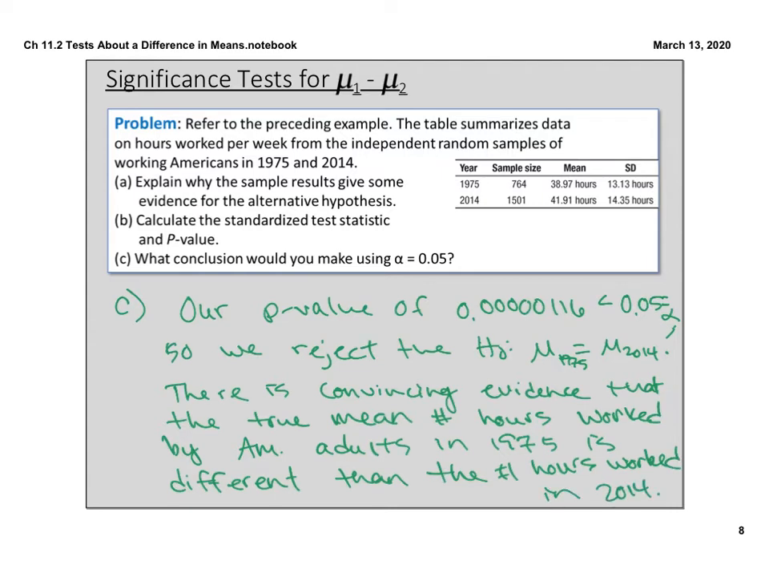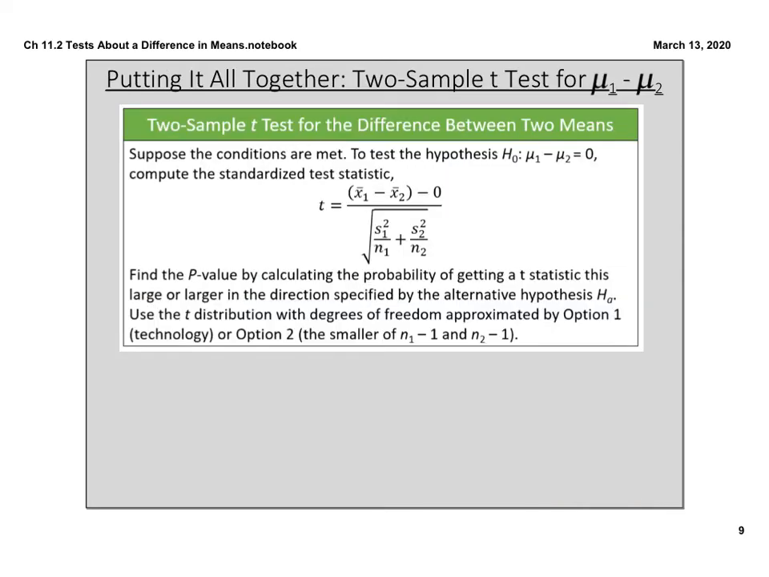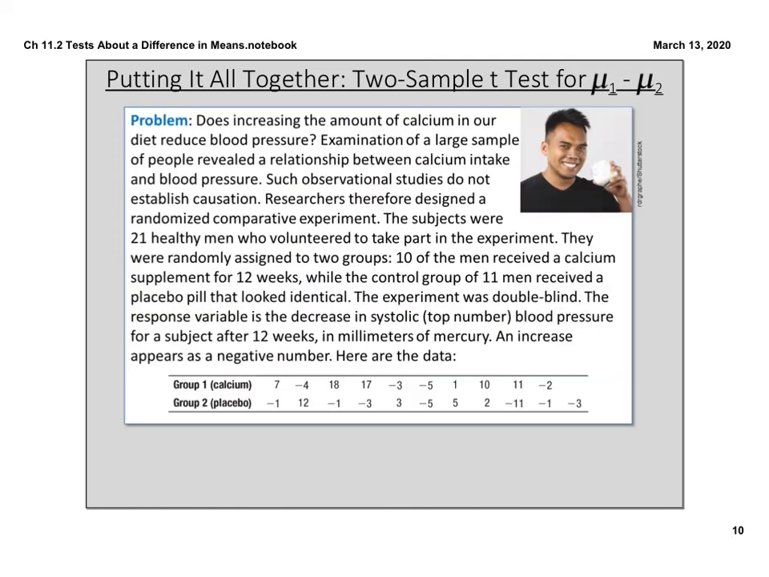Okay. So that was basically a whole significance test. We just broke it up into some separate pieces there. Here's your definition again that shows you the test statistic and where it comes from. Find the p-value, use your t-distribution, use your degrees of freedom that are approximated by technology. That's going to be your better option, and all of that stuff.